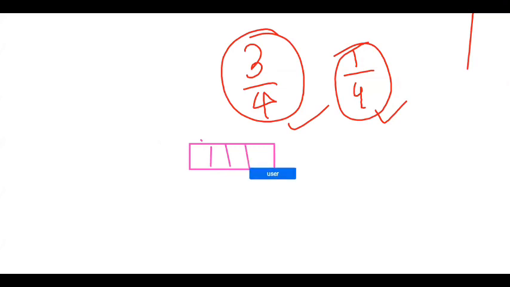Excellent. You just have to have 4 parts, and then what do you have to shade here, beta? First, to show 1 out of 4, what did you shade? Yes, very good. To show 1 out of 4, you have to shade the first part only, right? This part. So this is 1 out of 4.